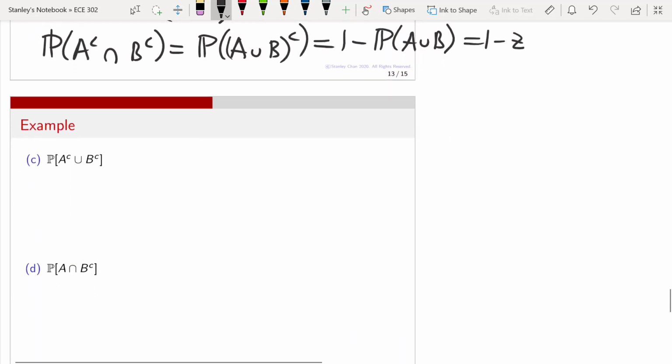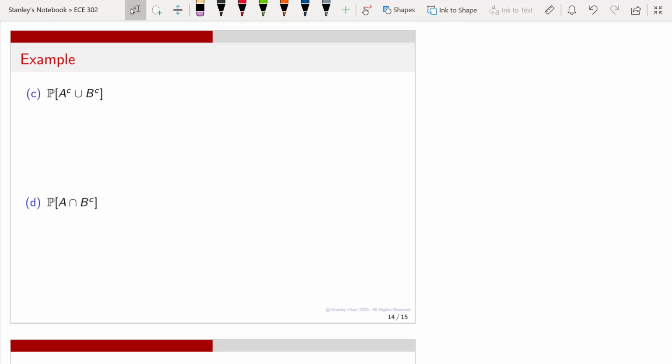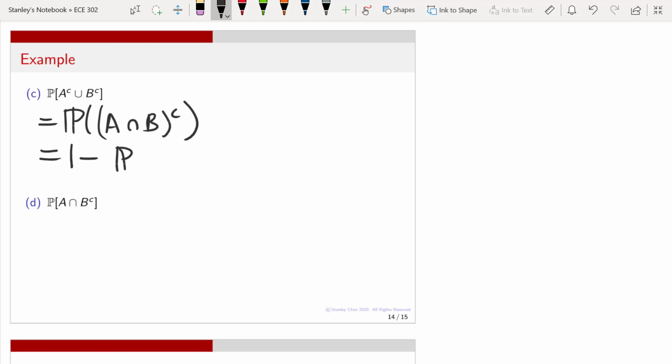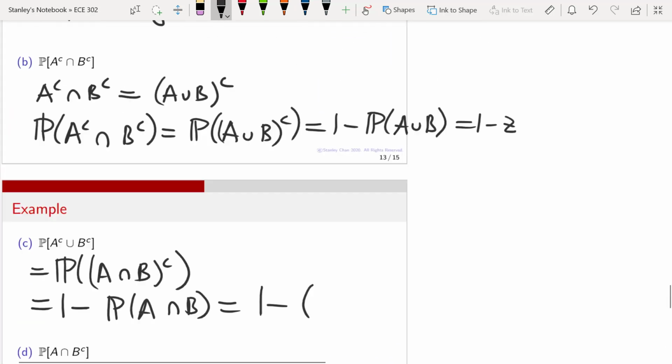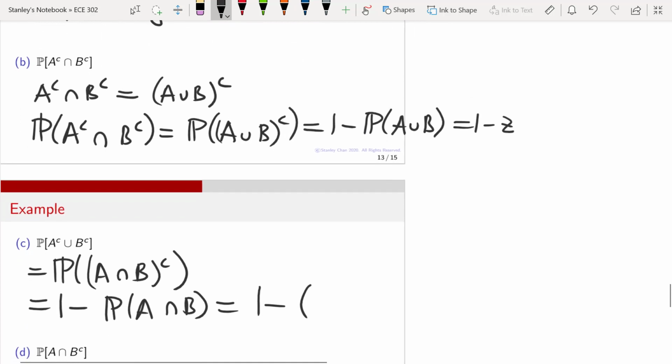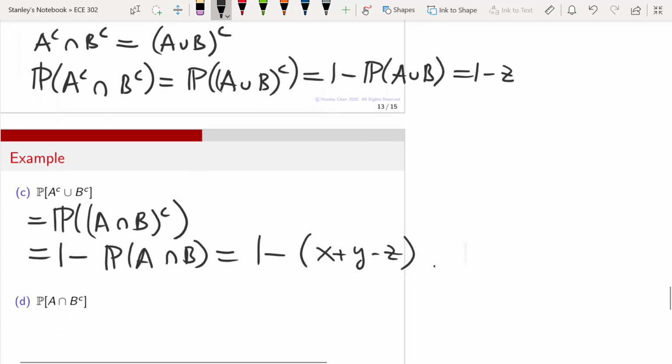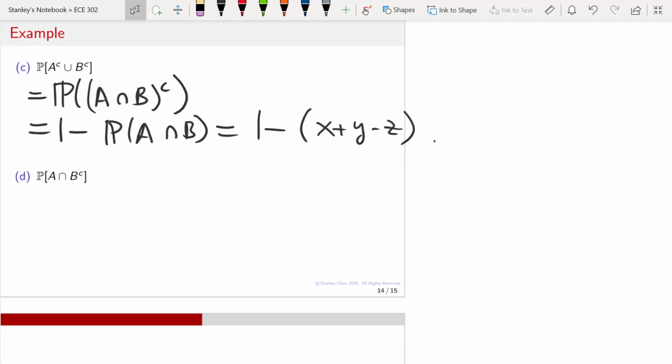Now we can also try this example where you have the probability of A complement union B complement. That is the complement of A intersect B. So that is 1 minus the probability of A intersect B. So you have 1 minus whatever we have for A intersect B, so you have 1 minus (X plus Y minus Z). So that is the probability.